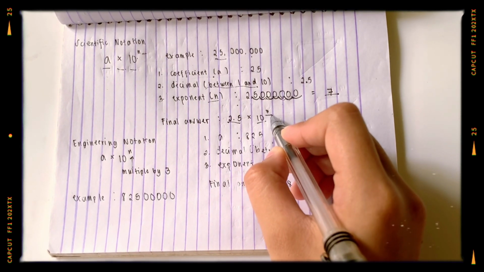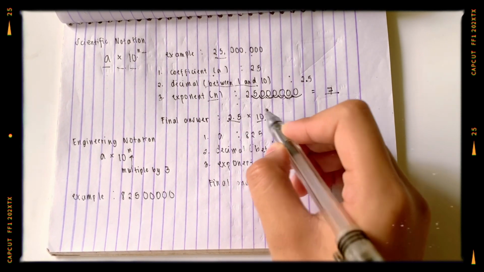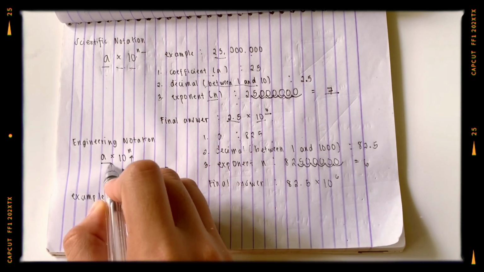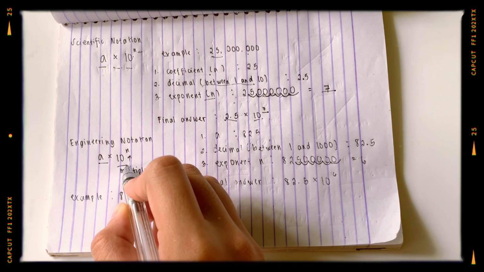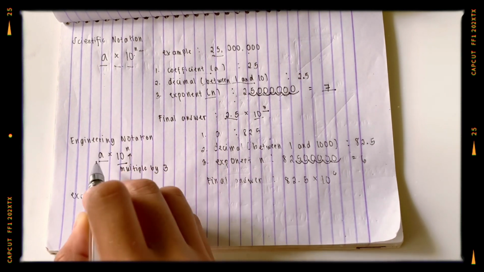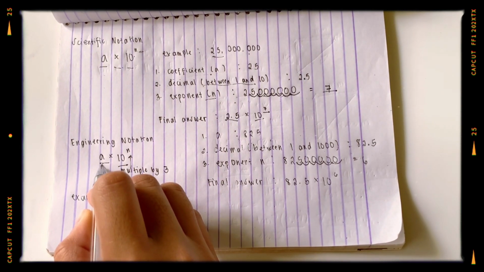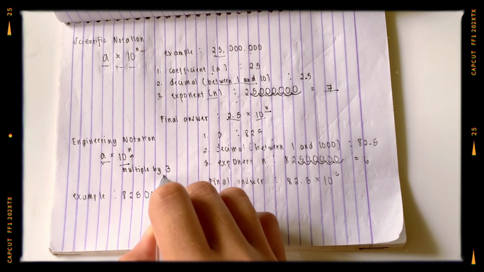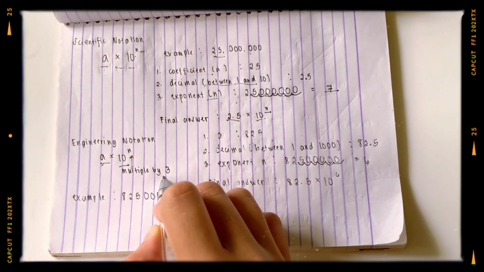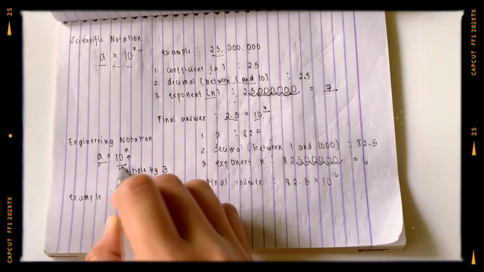Engineering notation is a method of expressing numbers using a coefficient and a power of 10, but with a twist. In this notation, the coefficient is a number between 1 and 1000 and the exponent is always a multiple of 3. Its general form is a times 10 to the power of n.